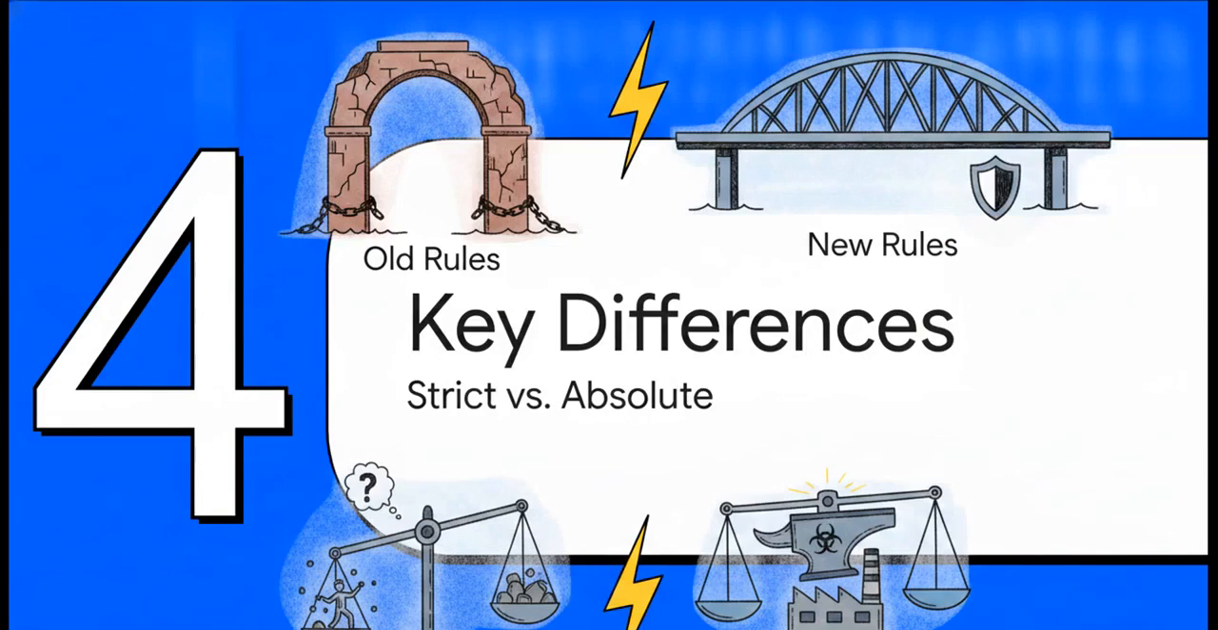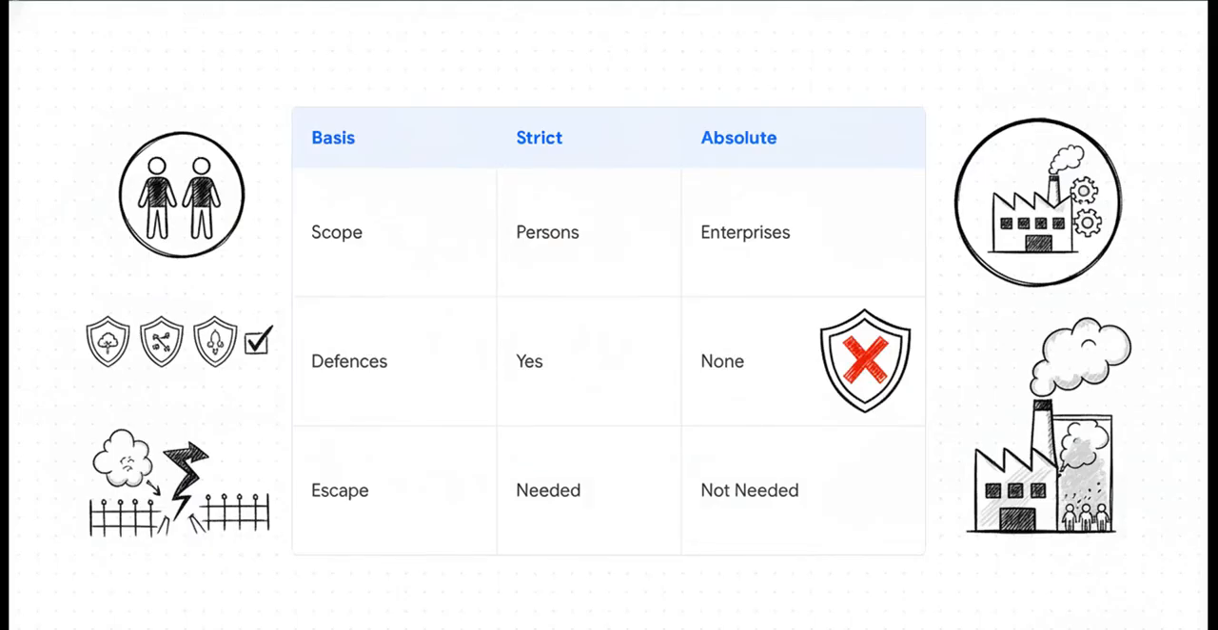So how exactly does this differ from the old rules? Let's contrast strict and absolute liability. Now, what's really interesting about this slide is how brilliantly it illustrates the absolute lack of wiggle room for corporations. Look at applicability. Strict liability applies to persons, but absolute liability targets commercial enterprises, similar to how an employer is responsible for a worker's injury no matter who caused it. Under strict liability, you have several defenses and exceptions, like an act of God or a third-party act. Under absolute liability, zero defenses, none.